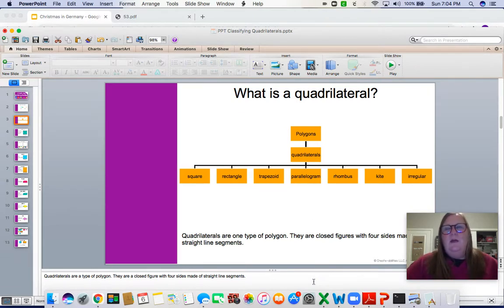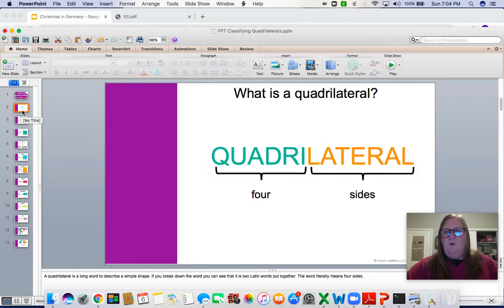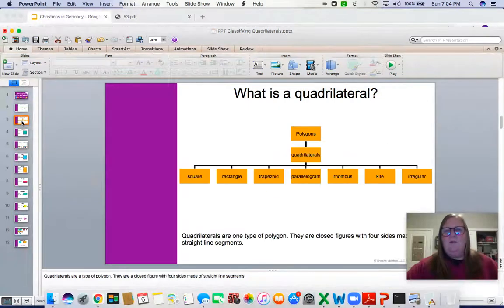And we learned when we looked at polygons last week that polygons can have lots of sides. It could have 8 or 9 or 10 sides. For it to be a quadrilateral, again, if we think about the slide that we just looked at, remember quad means four. So a quadrilateral is going to have 4 sides. They are closed figures with 4 sides made from straight line segments.